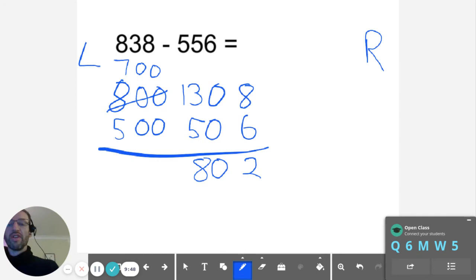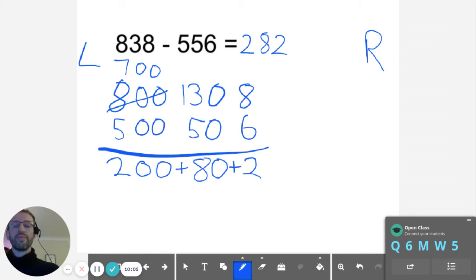Finally, 700 take away 500 is 200. The last thing you need to do to find the answer is add these together. So I've got 200 plus 80 plus 2 is 282.